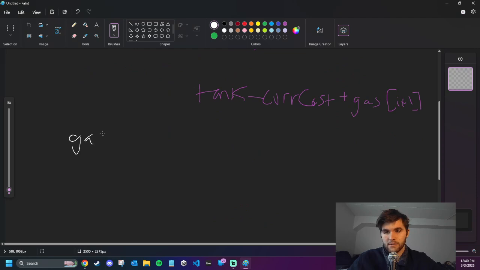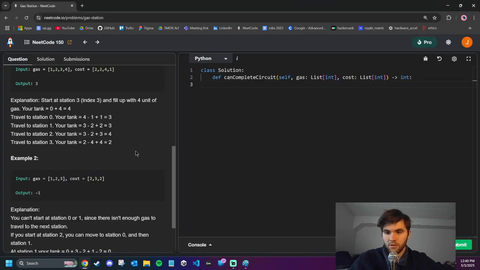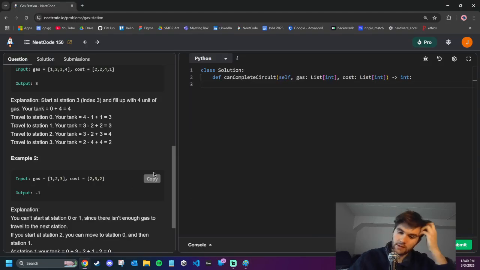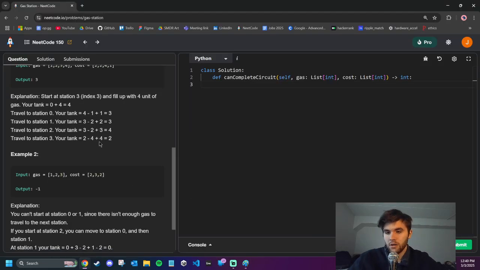Okay, and then let's just walk through this example. So we have gas of 1, 2, 3, and cost of 2, 3, 2. Okay, and in this case, there's nowhere to start.